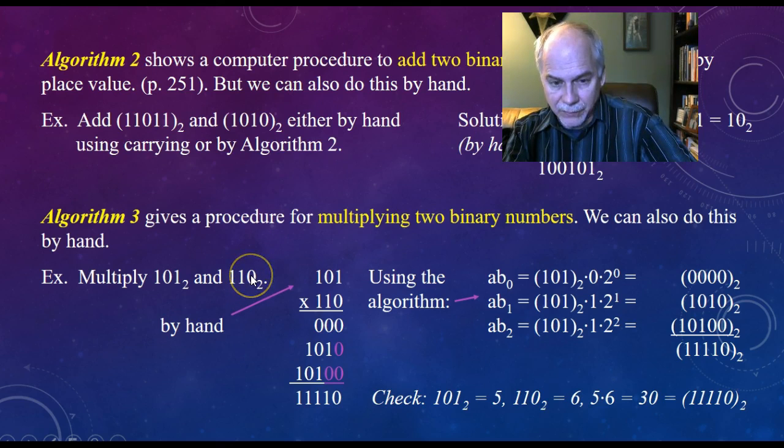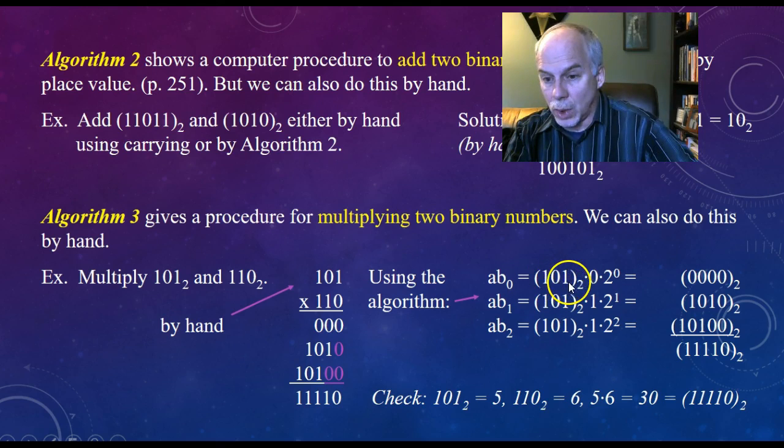But the far right digit of B is B0. The next digit is B1, and the next digit is B2. So B0, B1, B2. Okay? So what we do is multiply A times B0 and then multiply it times 2 to that power. Okay? So 101 is the A times B0. Now B0 was the far right digit of B, which is 0, and then times 2 to the 0 power. Well, anything times 0 would be just 0.